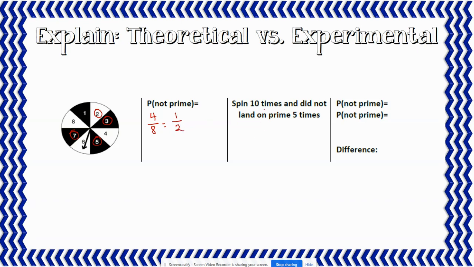Experimentally, we would spin 10 times, but don't land on prime 5 of those times. So this is 5/10, which is 1/2. So for this, our probability of not landing on prime theoretically was 1/2, and our probability of not landing on prime experimentally was also 1/2. So our theoretical probability is equal to our experimental probability in this case.